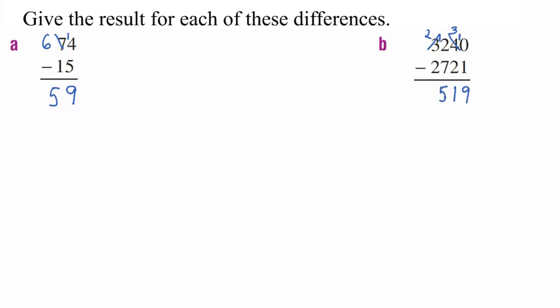Finally, in our thousands column, we now have 2 minus 2, which is 0. So our final answer is 519.